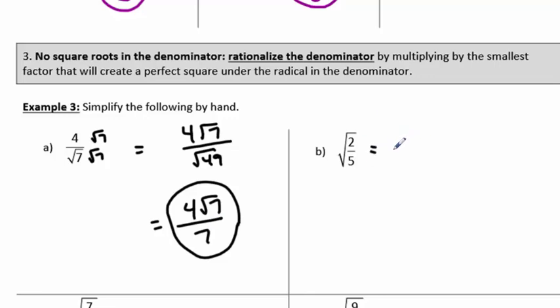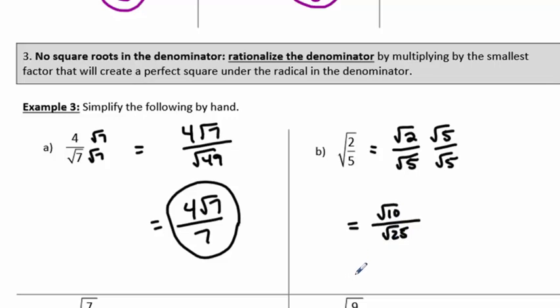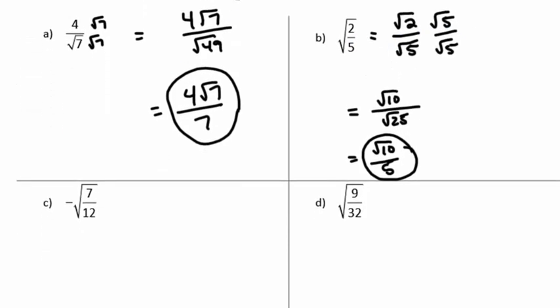Okay. So two things. We're not allowed to have a fraction in a square root, so we're going to separate this into square root of 2 over square root of 5, and then that square root in the denominator needs to be rationalized. So we're going to multiply top and bottom by the square root of 5 to create a 25 in the denominator. So it's going to give us square root of 10 over square root of 25, and that 25 is a perfect square. So I have square root of 10 over 5. Okay. I chose square root of 5 because 25 is the smallest perfect square that 5 will go into. Let's look at the next one.